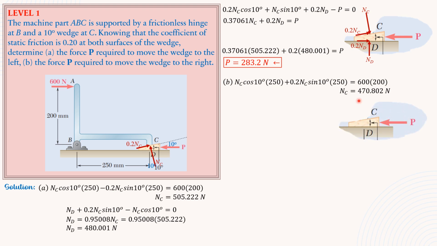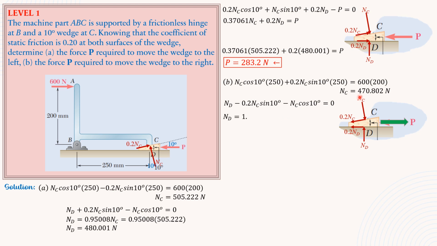This time, friction force 0.2 N sub C is going to the left, N sub C is still in the same direction. P is now going to the right as stated here. So 0.2 N sub C down to the left, then N sub D, then friction to the left also, 0.2 of N sub D. So let's solve for N sub D. Summation forces vertical equals 0. N sub D minus 0.2 N sub C sine of 10 minus N sub C cosine of 10, vertical component of N sub C cosine 10, equals 0.